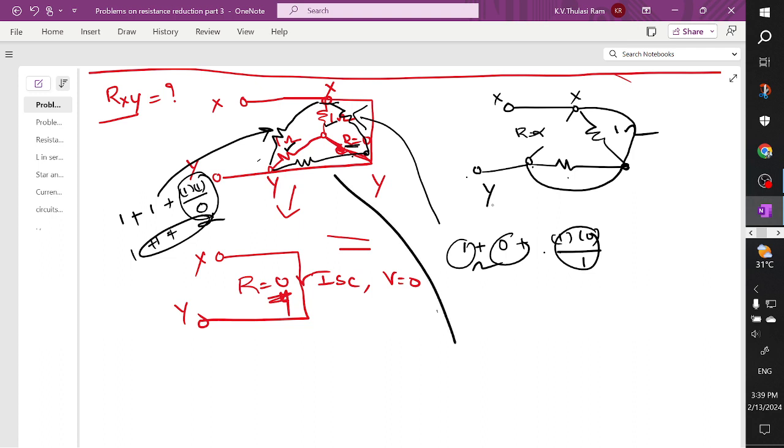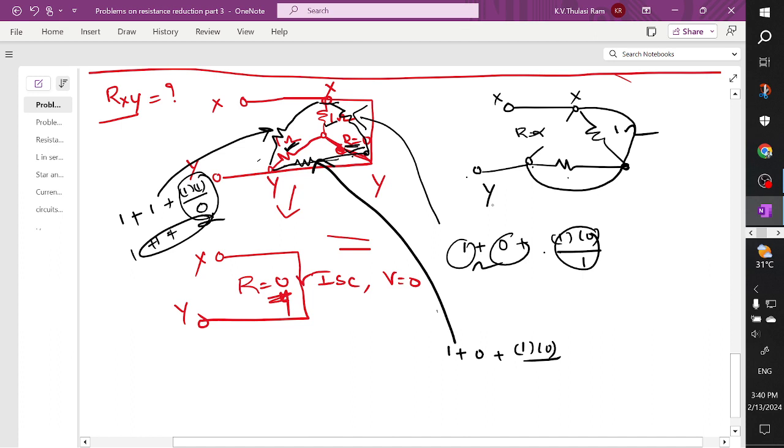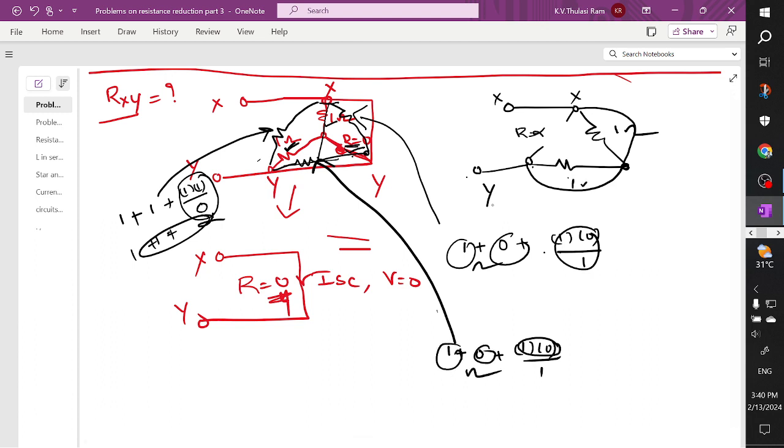Now come here, this value. So this black color resistor is connected, and what are the known values? 1 ohm and 0 ohm. So the first value is 1 plus, what is this value? 0 plus 1 into 0 divided by, what is the resistor in 90 degrees to this? 1 by 1 ohm. It's nothing but 1. The numerator is already 0, and the resultant is how much? 1 ohm. So here we are going to get 1 ohm.